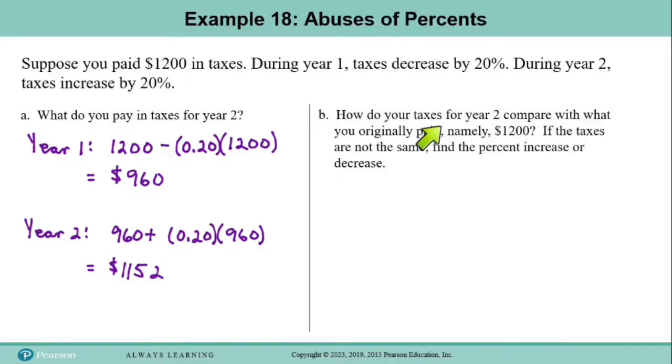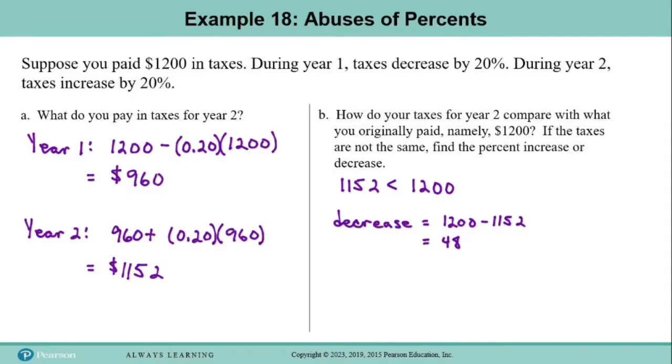So part B, how do your taxes for year 2 compare with what you originally paid, namely the $1,200? And if the taxes are not the same, find the percent increase or decrease. Well, we can see that they're not the same, and of course 1,152 is less than $1,200, so that's the answer to the first part of the question. And then they asked us to find the percent increase or decrease. Well, obviously it's a decrease because we are paying less than what we started out with. So first we have to find the amount of the decrease, and that would be the $1,200 minus the $1,152, which is a decrease of $48.